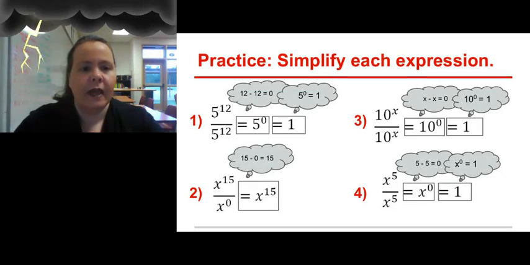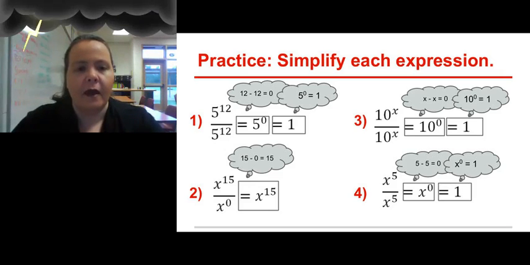So let's look at these. Number 1, 5 to the 12th divided by 5 to the 12th. Well, 12 minus 12 is 0, and 5 to the 0, as we just learned, is 1. In the second one, we have x to the 15th divided by x to the 0. 15 minus 0 is 15, so we have x to the 15th power. You could have also thought about that as x to the 15th divided by 1, since x to the 0 is 1, and just left it at x to the 15th that way.